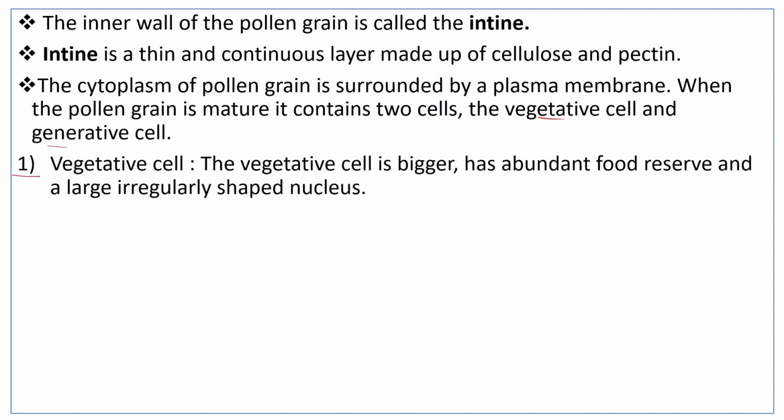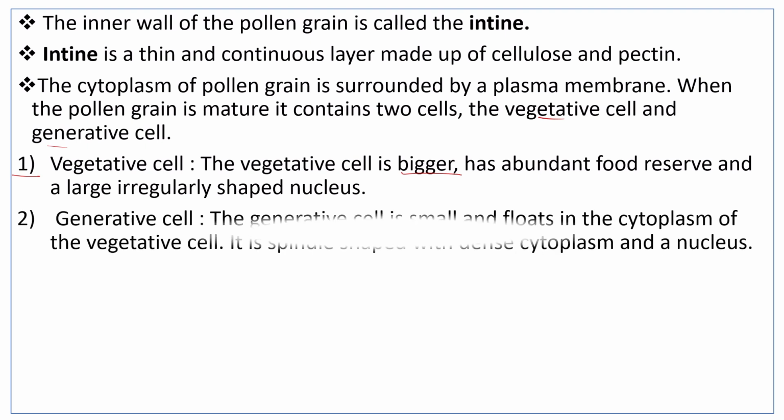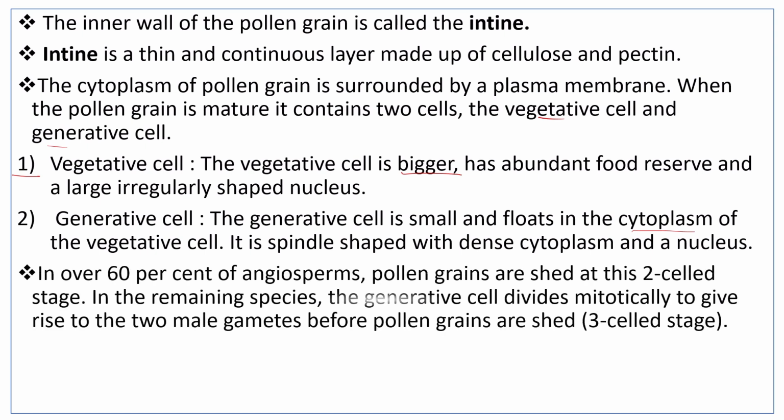1. Vegetative cell. The vegetative cell is bigger, has abundant food reserve and a large irregularly shaped nucleus. 2. Generative cell. The generative cell is small and floats in the cytoplasm of the vegetative cell. It is spindle-shaped with dense cytoplasm and a nucleus. In over 60% of angiosperms, pollen grains are shed at this two-celled stage.